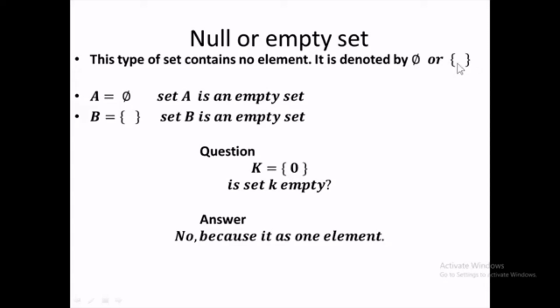That means that set is empty. In this case, I have set A equal to this symbol, which means set A is an empty set. And I have set B with two curly brackets and no element inside it, which means set B is also empty.